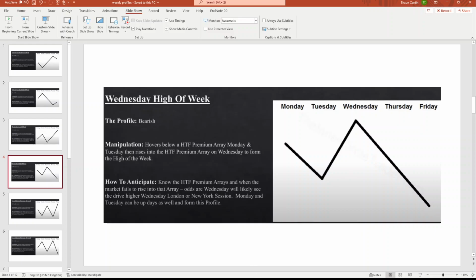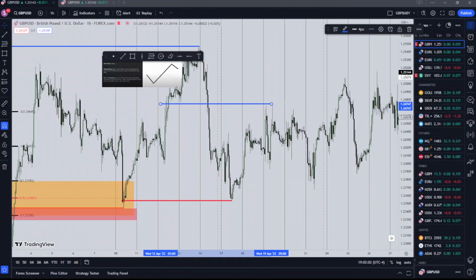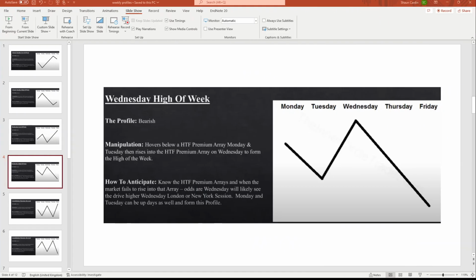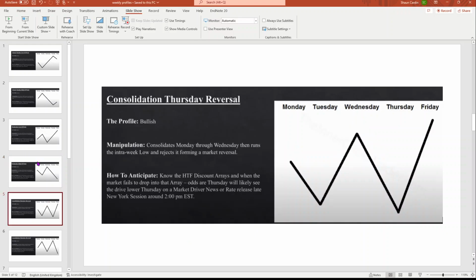Now, in our example, we don't trade lower after Wednesday. However, the profile suggests that, so this might be the wrong one. So I'm going to continue looking, and we're going to see where else Wednesdays form the high. So here Wednesday forms a high, but you can see we take out liquidity here, which didn't happen.